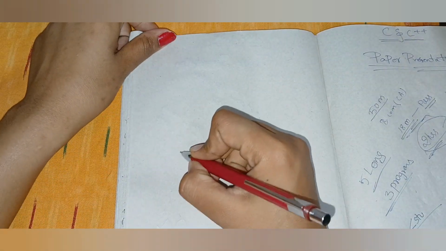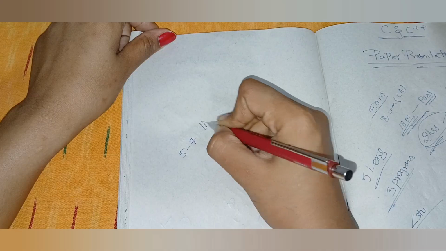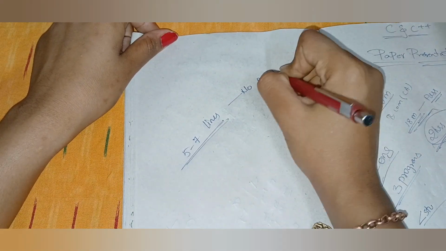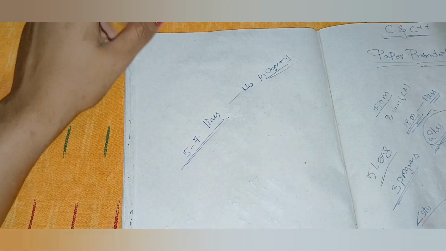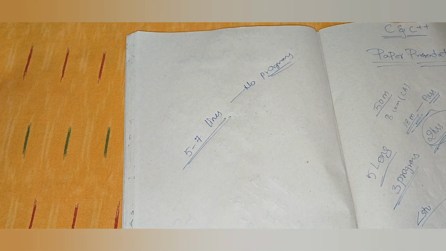And for 2 marks questions in part A, 5 to 7 lines is important. For short answers, no programs, nothing, only the theory part you will have. Whatever questions I have given, you prepare those. But give priority to part B. Try to write the extra questions also.